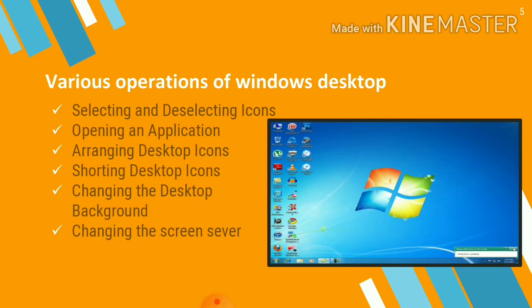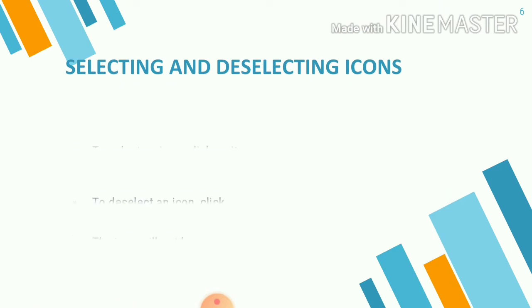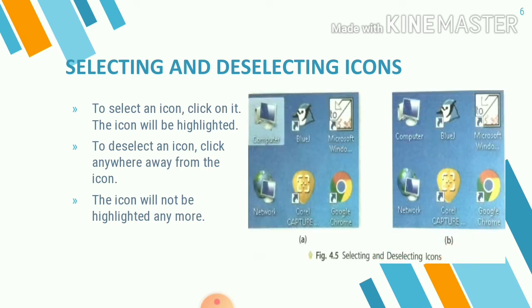First of all, students, you can see in the picture, this is your desktop icon, and you have to follow these operations on your desktop. Okay, so now let's start with selecting and deselecting icons. To select an icon, click on it. The icon will be highlighted. Now your icon will be highlighted. It means your icon, your program, and your application will be selected.